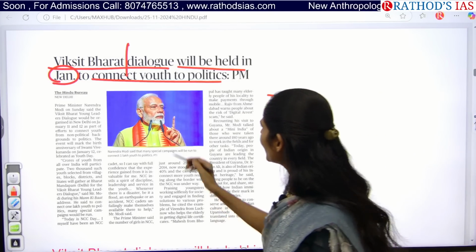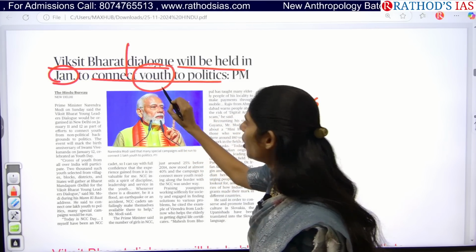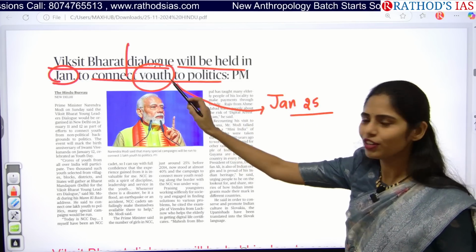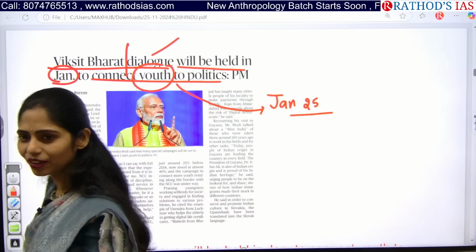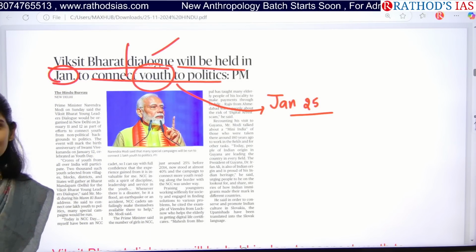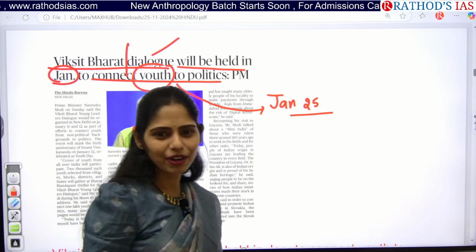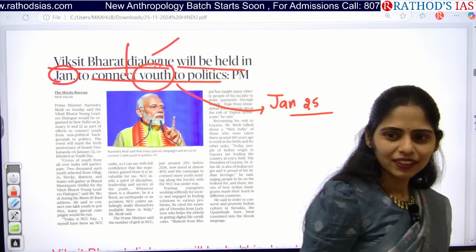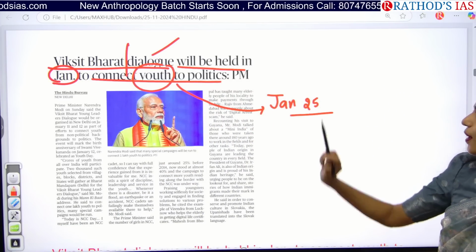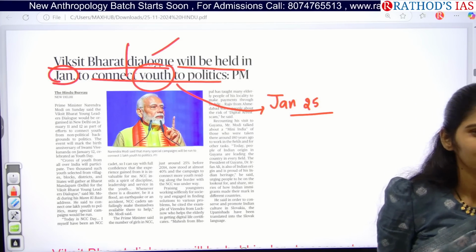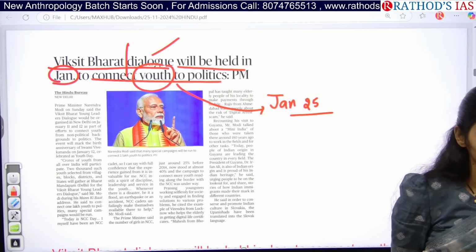Okay, so actually we are talking about youth here. So on this National Youth Day, which we celebrate on January 25th, we are going to have this Viksit Bharat Dialogue. So what will be there in this Viksit Bharat Dialogue? What are we going to talk about? Youth into politics. Why do youth need to come to politics? Decriminalization. Okay, next.